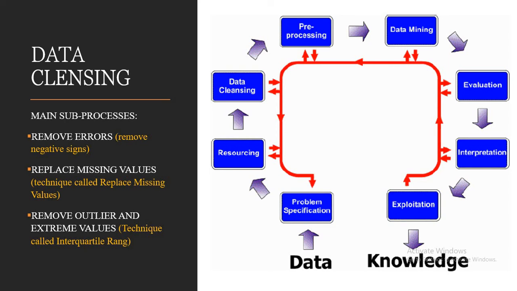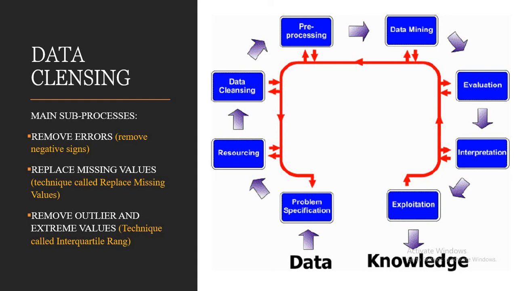Removing errors means that in the dataset, a negative sign may have been inserted by mistake or accidentally by someone. So you need to remove these negative signs in front of each value in each attribute. This is number one. Another thing is that you need to make sure you replace the missing values. Weka has a technique called replace missing values. It's a filter that automatically replaces all the missing values in all attributes.